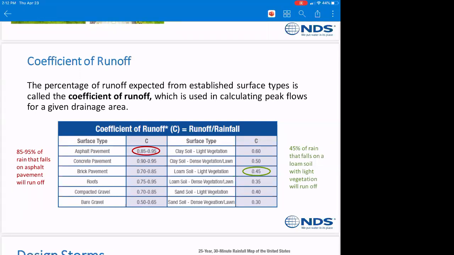So if you look here on the left-hand side, the surface type asphalt pavement, 0.85 to 0.95. That means 85 to 95% of the rain that falls on an asphalt pavement will actually run off.